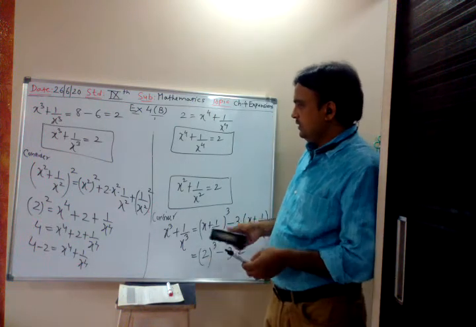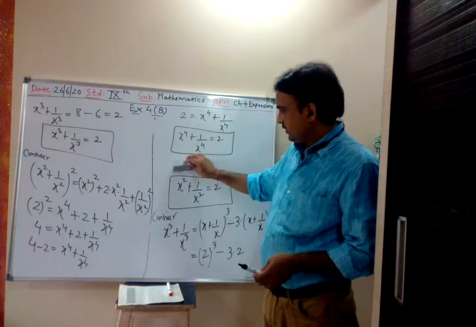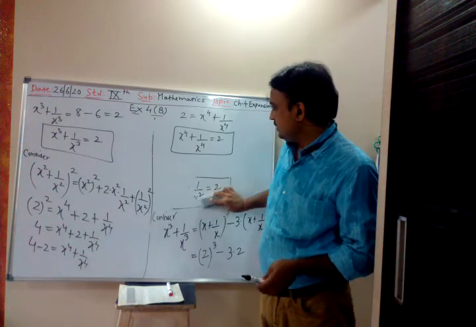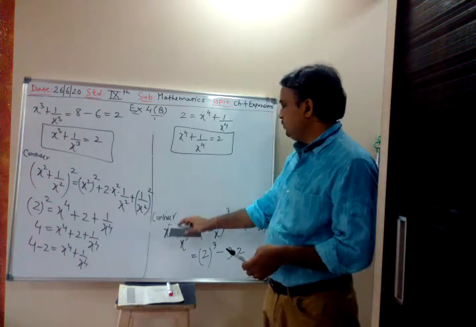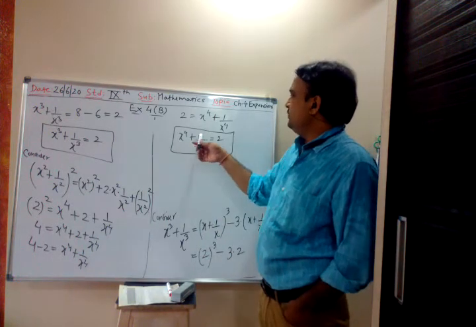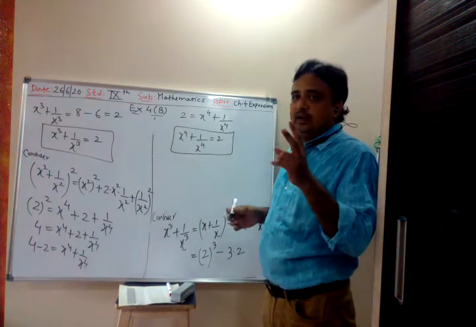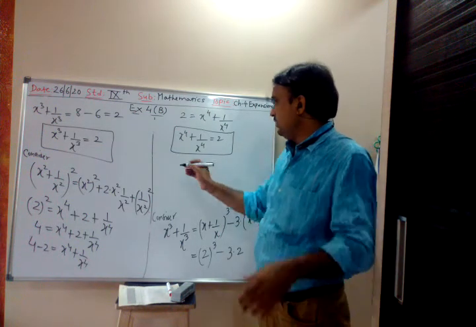So now we have all the three values. This part is over. Now we have all the three values. X square plus 1 upon x square, which is 2. X cube plus 1 upon x cube is 2. X raised to 4 plus 1 upon x raised to 4 is 2. Now since all the three have the same value 2, all three are equal.